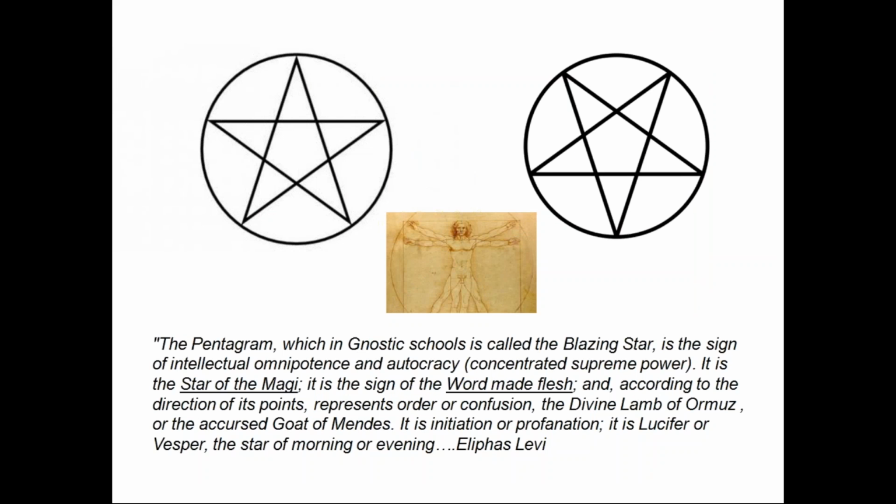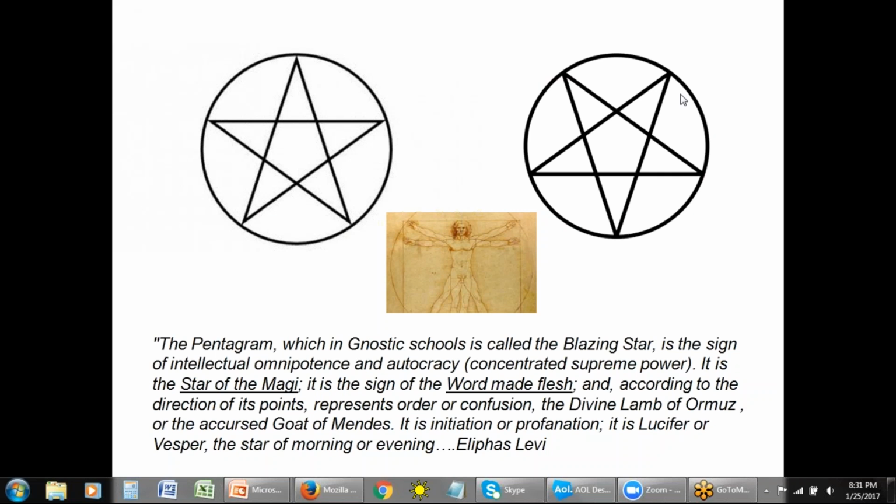And here we have the pentacle, which we know the pentagram becomes a central image in, or a central symbol in magical traditions. And this is just a short quote from Eliphas Levi, who is talking about how in the Gnostic schools, the pentagram is called the blazing star. It's the sign of intellectual omnipotence and autocracy, concentrated supreme power. So it has 2 sides. Again, think of Venus, 2 sides of Venus.